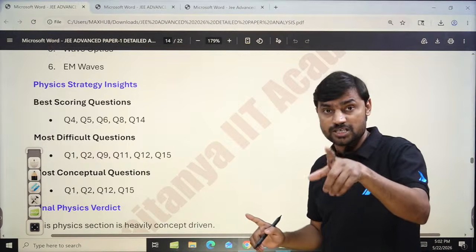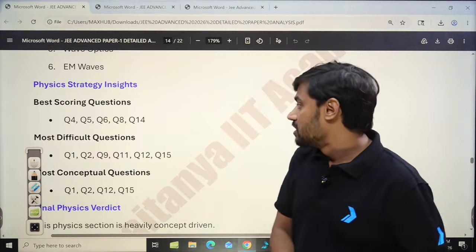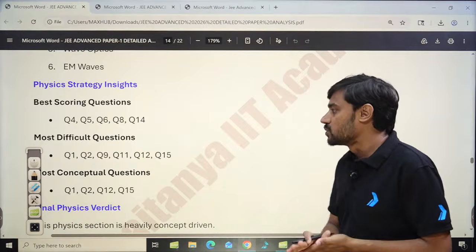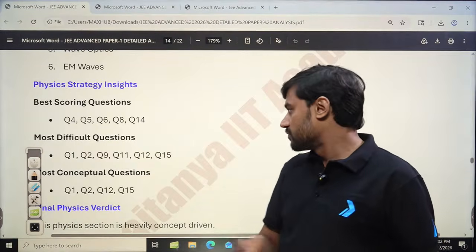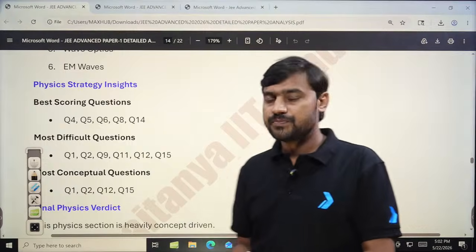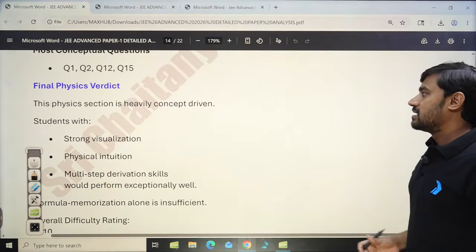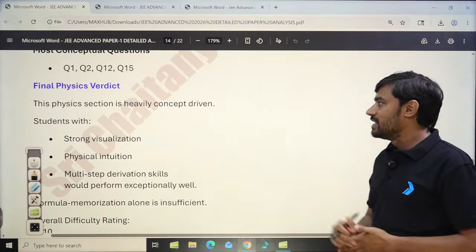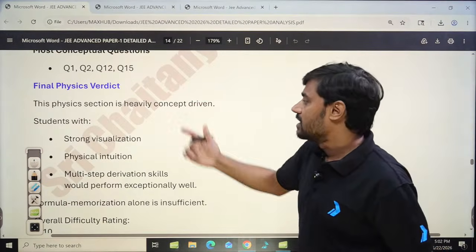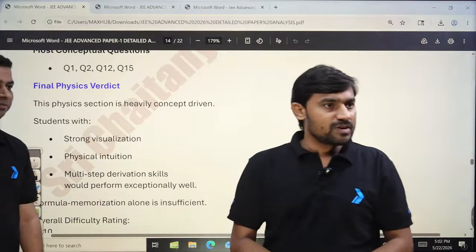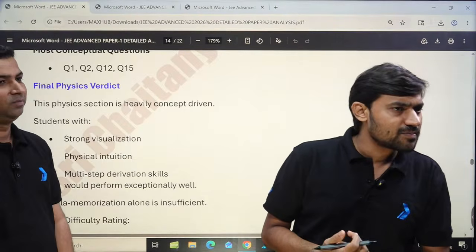Question 1 was from rotation and a rolling motion question. So most difficult were 1 to 9, 11, 12 and 15. And conceptual questions were 1 to 12 and 15. So final verdict for the physics: strong visualization and physical intuition, concept driven. You can also share your point of view.